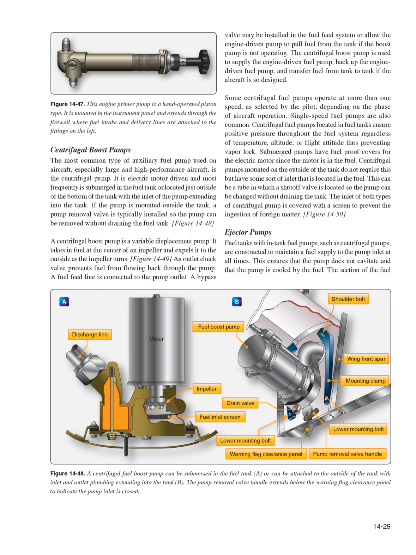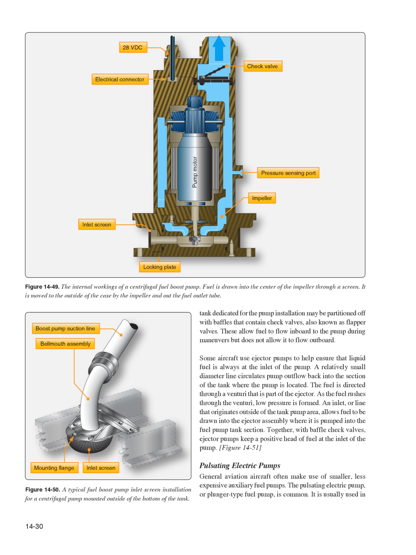Fuel tanks with in-tank fuel pumps, such as centrifugal pumps, are constructed to maintain a fuel supply to the pump inlet at all times. This ensures that the pump does not cavitate and that the pump is cooled by the fuel. The section of the fuel tank dedicated for the pump installation may be partitioned off with baffles that contain check valves, also known as flapper valves. These allow fuel to flow inboard to the pump during maneuvers but do not allow it to flow outboard.